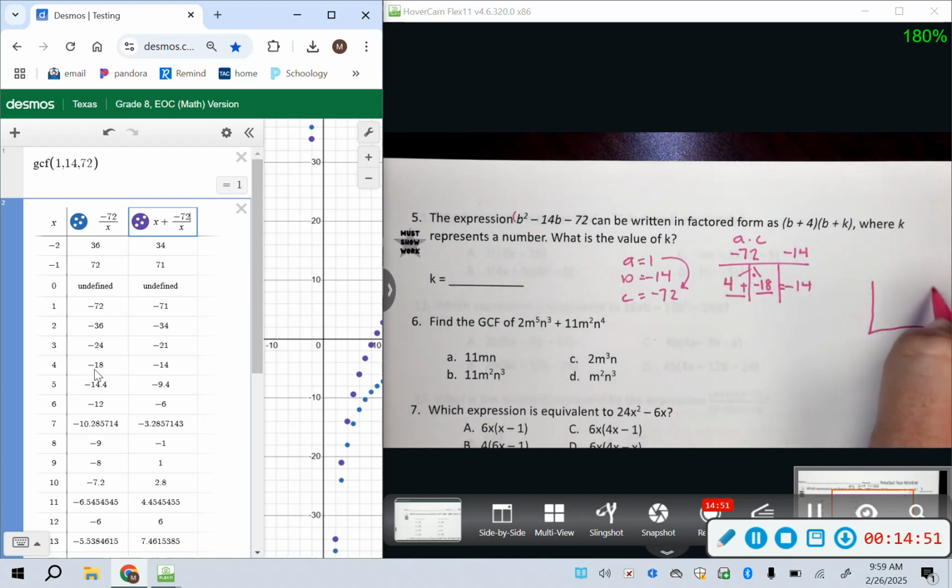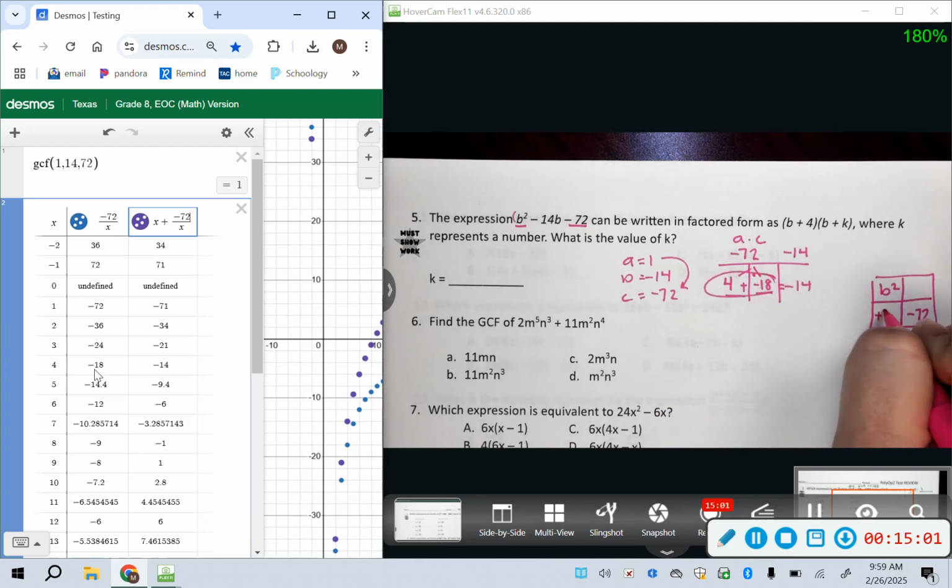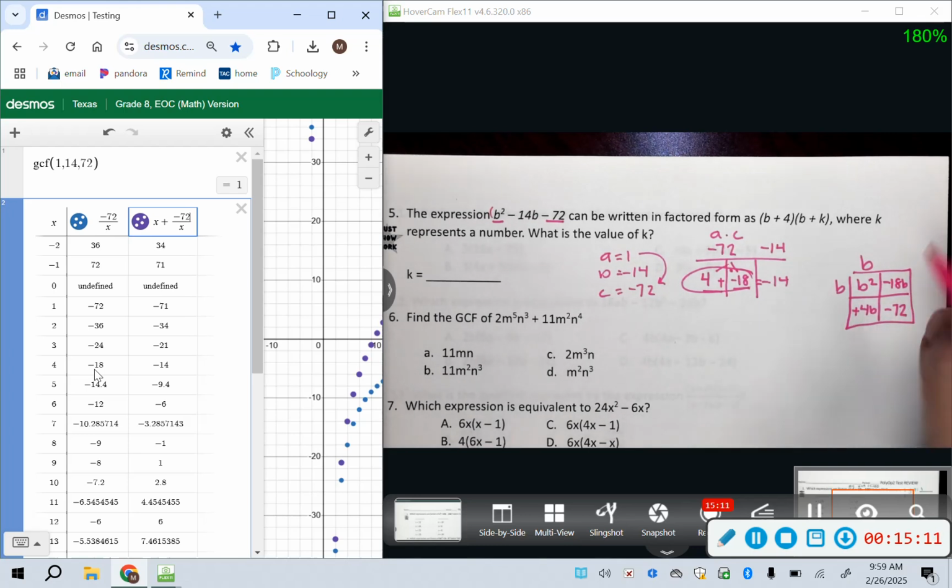Build my box. First term, first box. Last term, last box. And my special numbers. So positive 4b minus 18b. So first off, I know that the only things that can multiply to give me b squared are b and b. B's have b's, b's have b's.